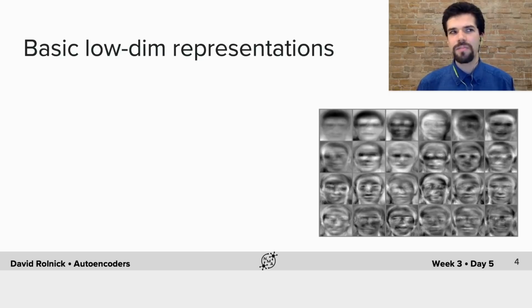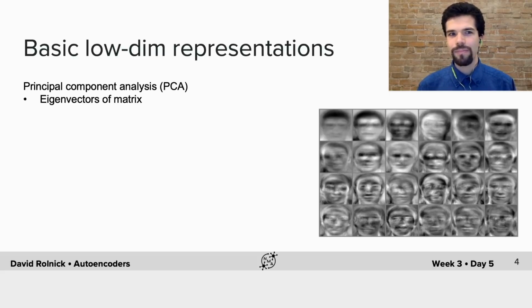So what is a way to come up with a low-dimensional representation? You've probably seen some already. Maybe the simplest one is PCA. PCA involves picking out the top eigenvectors of your data matrix. Formally, that's the vectors with the highest eigenvalues. And what that basically corresponds to is the aspects of the data that vary the most across individual data points.